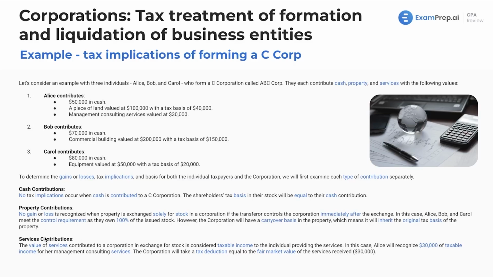For the services, however, this is a little bit different. The value of the services contributed to a corporation in exchange for stock is going to be considered taxable income to the individual providing the services. In this case, Alice will recognize $30,000 of taxable income. We see that Alice is contributing management consulting services for $30,000. Good for you, Alice. For those services, the corporation will take a tax deduction equal to the fair market value of the services received, which in this case is $30,000.